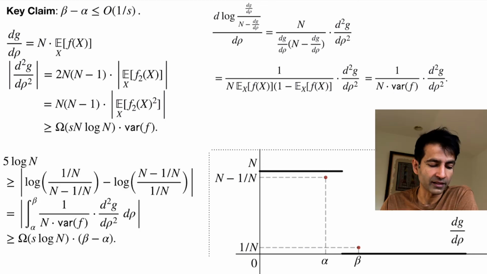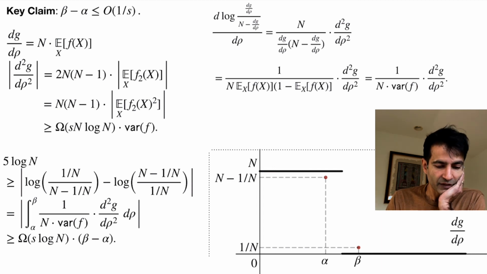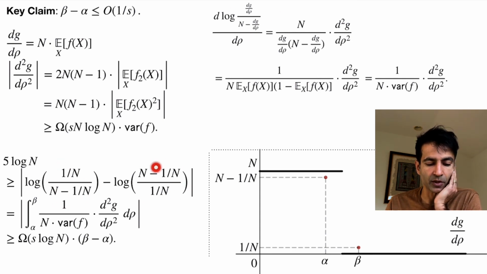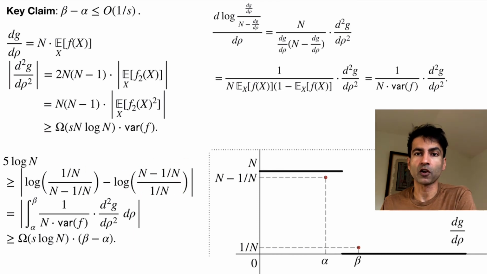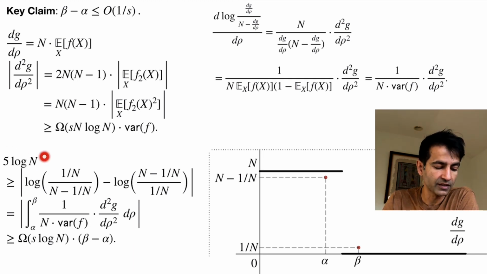And now let me show you why that's useful. Because if I evaluate this formula now at beta, this is what I get. And if I evaluate the formula at alpha, this is what I get. Both of these terms here are order log n, so their difference is bounded by log n. On the other hand, their difference is equal to the integral from alpha to beta of this quantity. So by what we showed here, this difference is equal to the integral of this function.